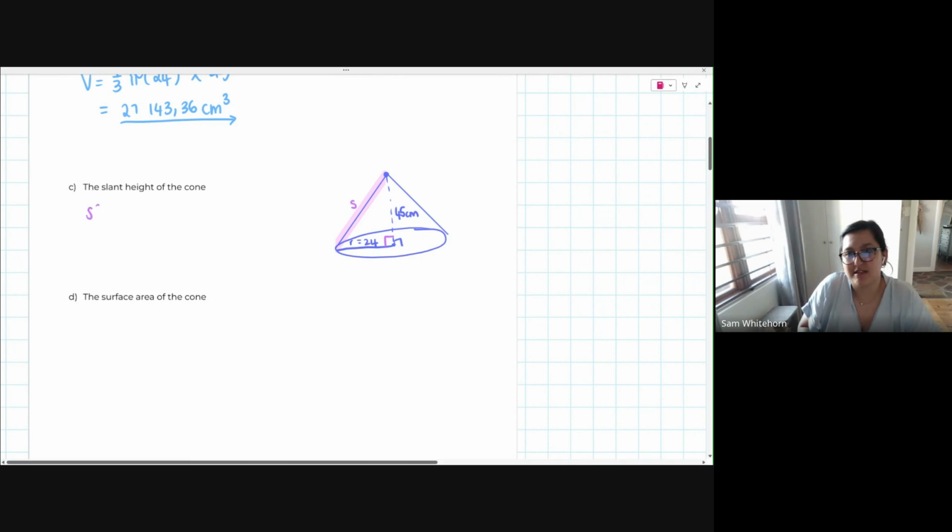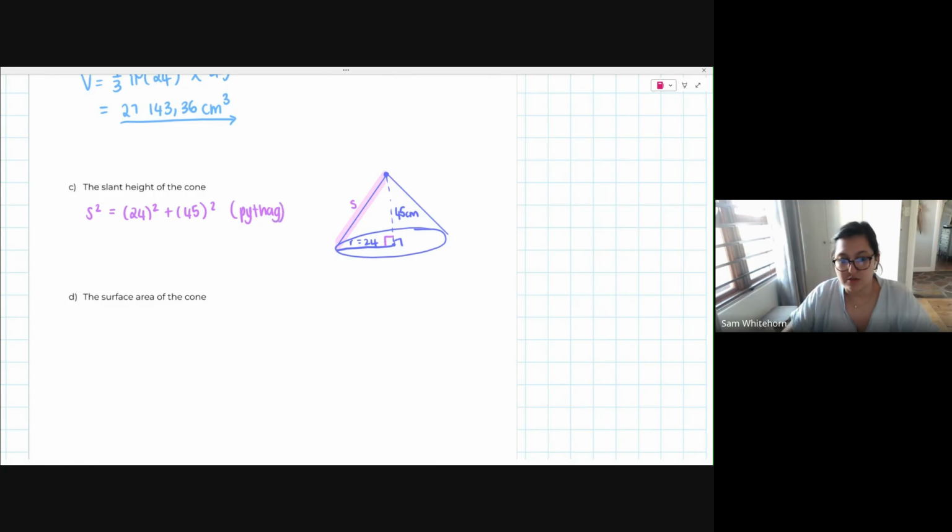All right. So our slant height is the hypotenuse. So hypotenuse squared is equal to 24 squared plus 45 squared. Remember, we should always say Pythag as our reason. Okay. It is a geometric reason. We should give it. We know that we need to give it.